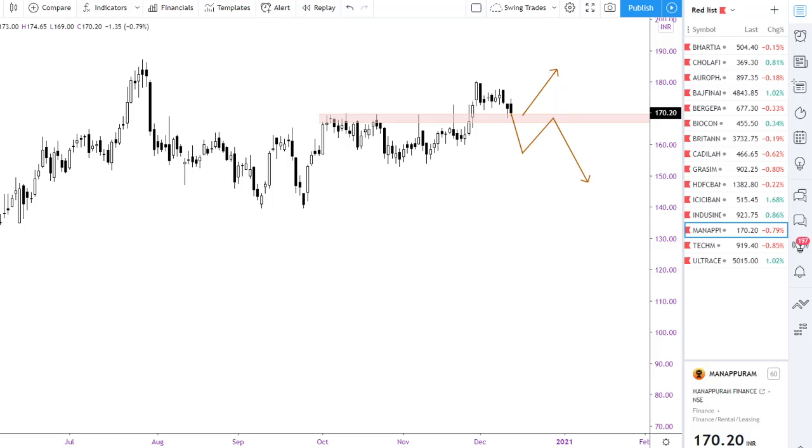Just to say, if you don't want to trade this, even that is fine, because it's not a clear one. Okay, so the price can do the second scenario as well, so we will see how it goes.